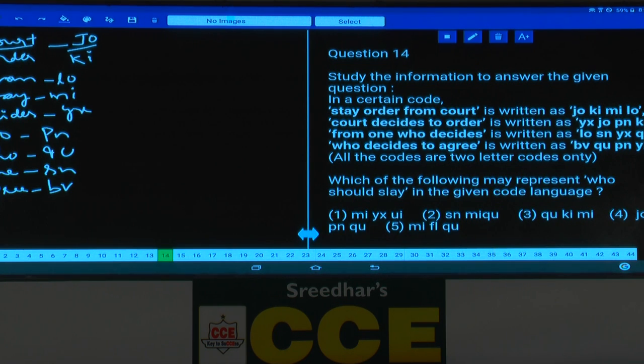Then question number 14, which of the following may represent who should display? Who should stay or slay? Now in this one, question number 14.